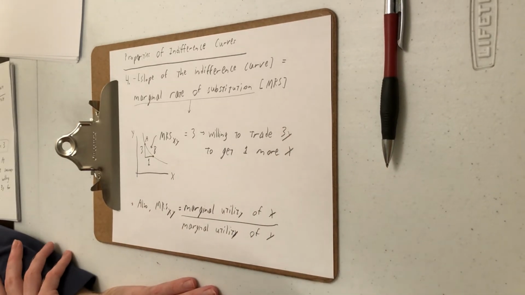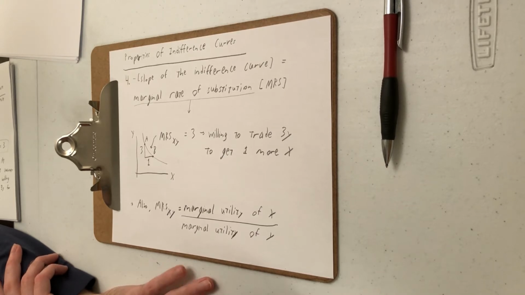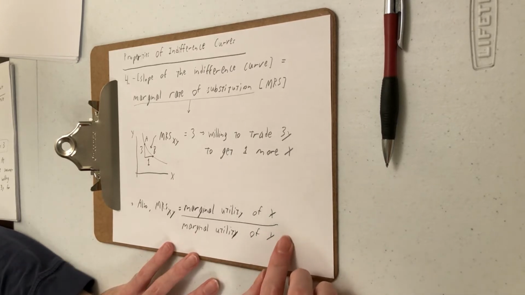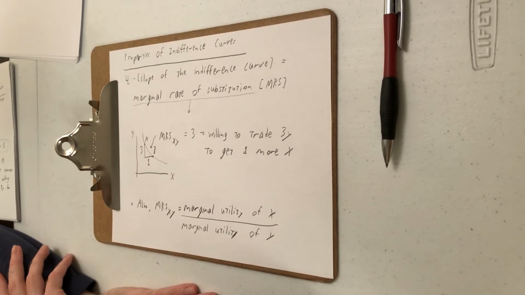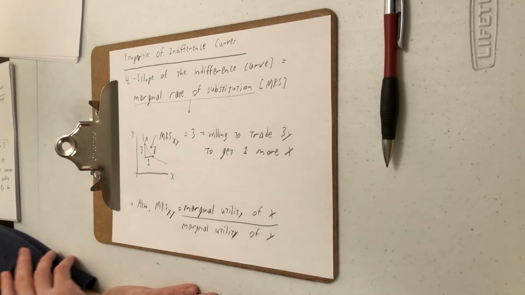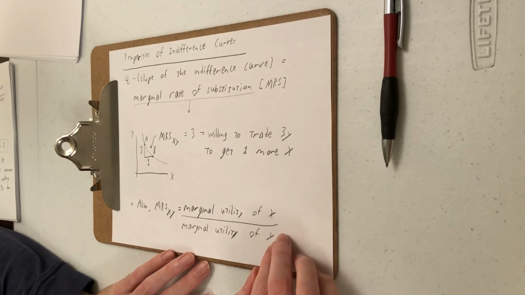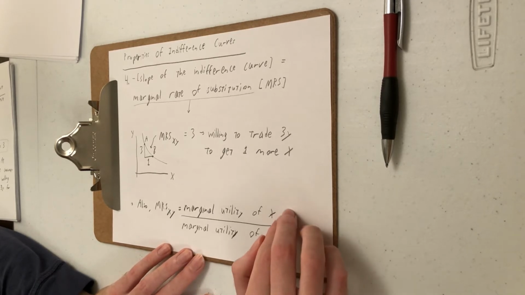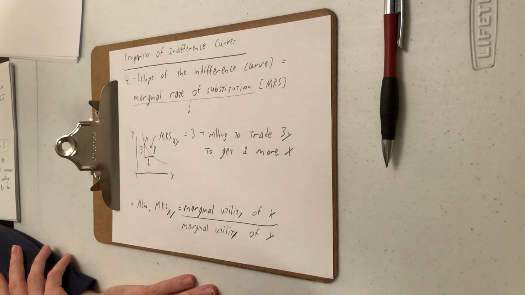So maybe each unit of X will give you, let's say, 5 utils, and each unit of Y gives you 1 util. So 5Y gives you the same amount of happiness as 1X. So we're going to trade 5Y for 1X if those were the marginal utilities. So that willingness to trade is also equal to this marginal utility ratio.